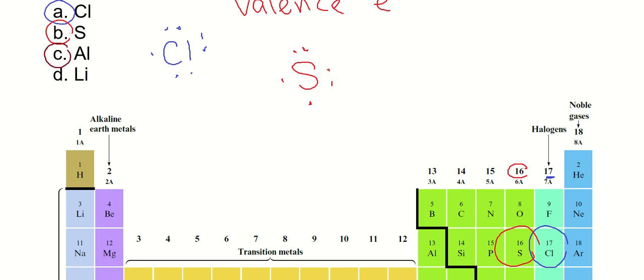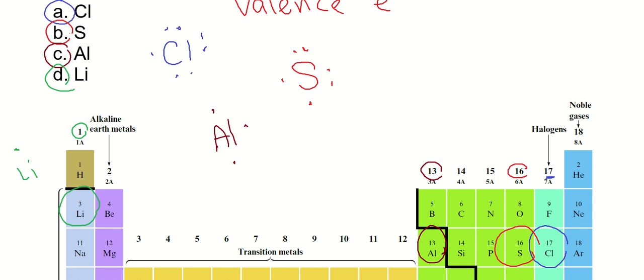Let's move on to aluminum. It's in group 13, so we need 3 dots around that one. 1, 2, 3. And lithium. Let's go with this one. Just did this in our last problem. Lithium has 3 electrons, and it's in group 1, so only one of them is valence. And so we need 1 dot to show that.